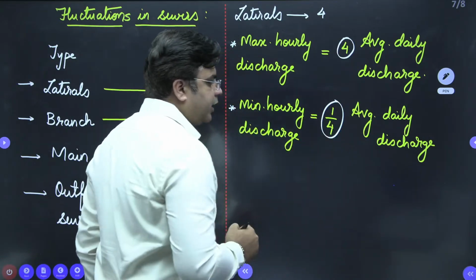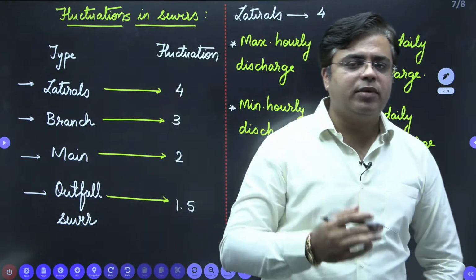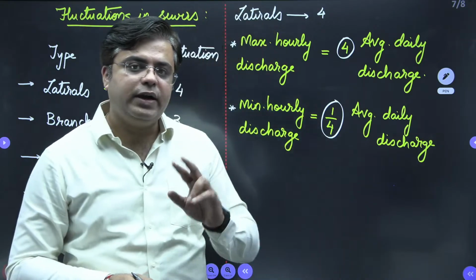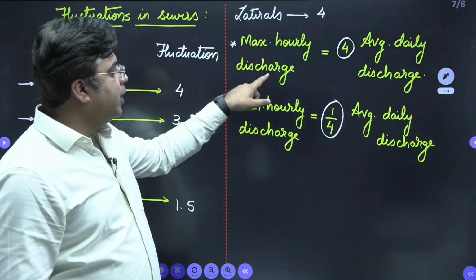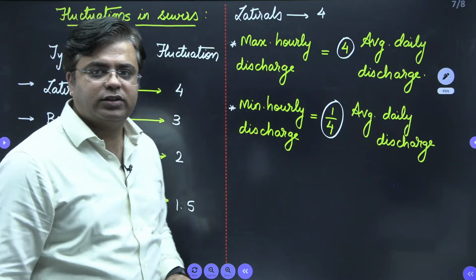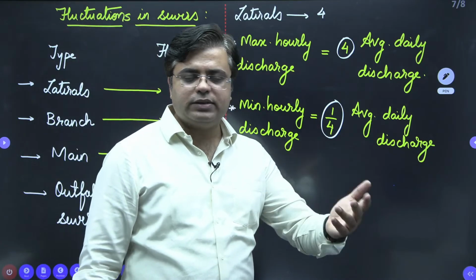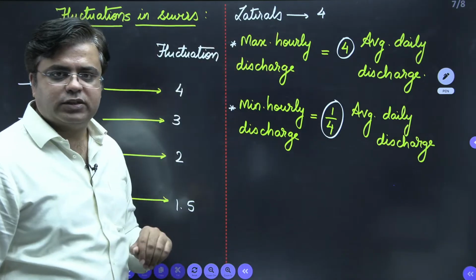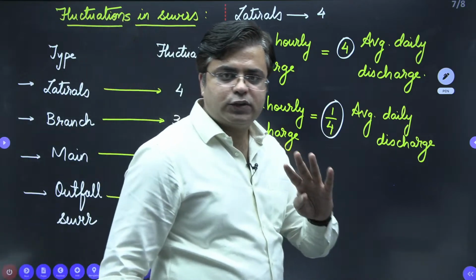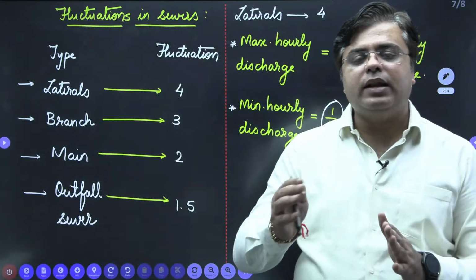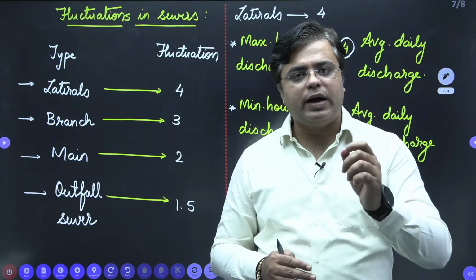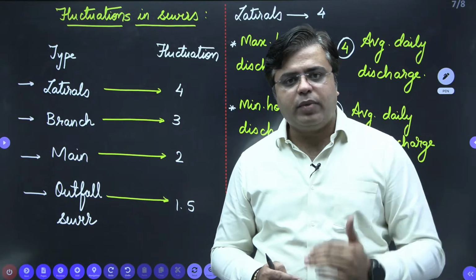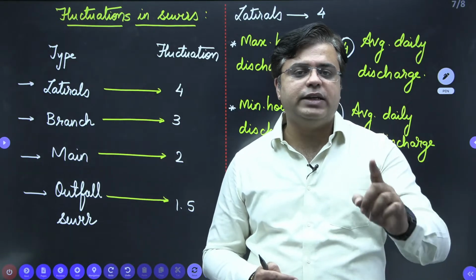In raw water engineering, we were only worried about maximum daily demand, maximum hourly demand, like that. But in wastewater, we are worried about both the things, maximum hourly discharge and minimum hourly discharge. Okay. Why we are worried? Reason we will discuss in short while. First of all, you understand how we are using these fluctuations. For laterals, fluctuation is 4. It means that maximum hourly discharge is 4 times of average daily discharge. Second is minimum hourly discharge is 1 by 4 times of average daily discharge.